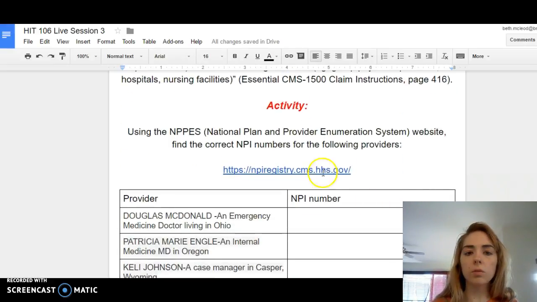For this next question, I want you to use the NPI registry website here and find the NPI number for Douglas McDonald, who's an emergency medicine doctor living in Ohio.